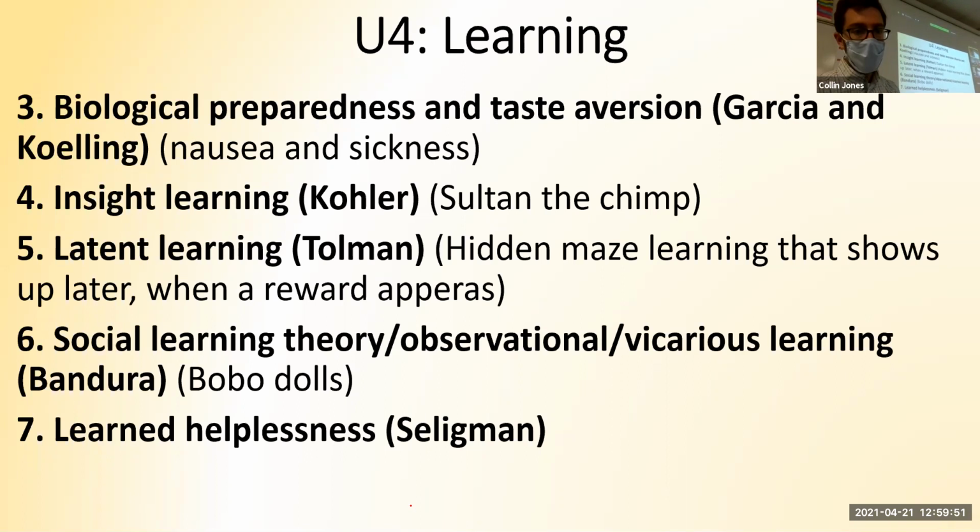Vicarious learning. Number 7, those poor little doggies, Martin Seligman studied. He shocked them, and they couldn't do anything about it. And eventually they just gave up. That's what learned helplessness is. It's when you don't even try anymore. You feel like it's out of your control, external locus of control, that you don't even bother. Any questions about numbers 3 through 7?